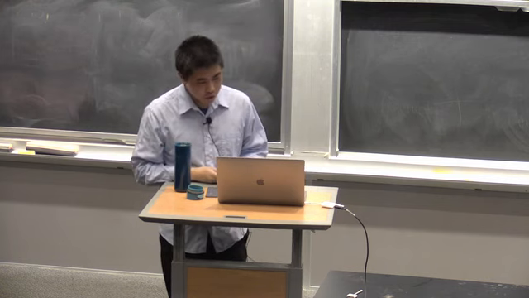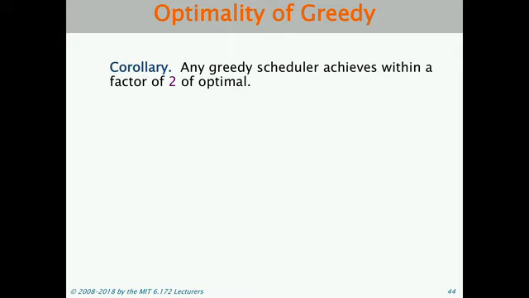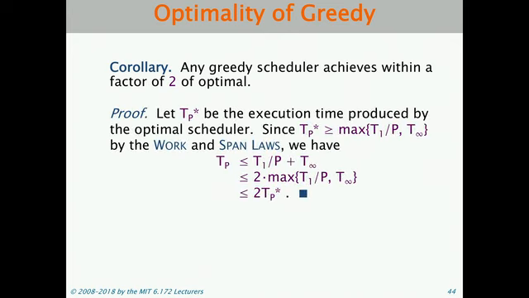OK, a corollary of this theorem is that any greedy scheduler achieves within a factor of 2 of the optimal running time. This is the optimal running time of a scheduler that knows everything and can predict the future. So let TP star be the execution time produced by an optimal scheduler. We know that TP star has to be at least the max of T1 over P and T infinity. This is due to the work and span laws.